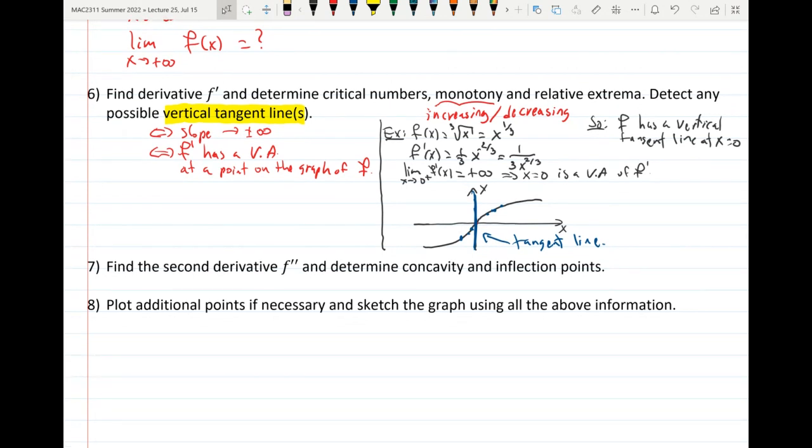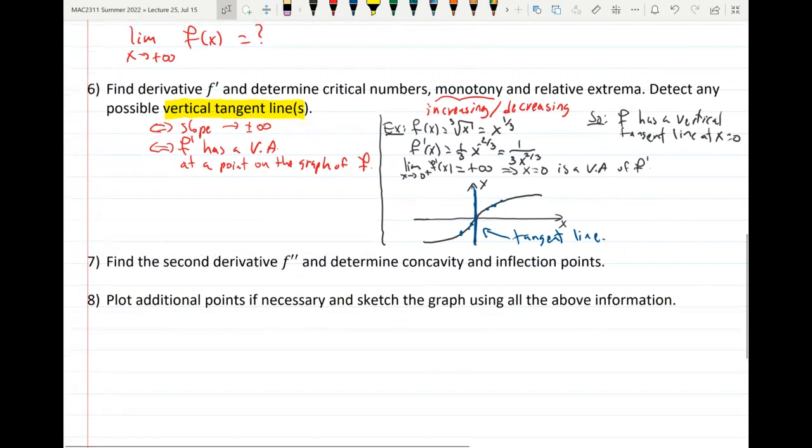So step 7 is important because you use it to find concavity and inflection points, looking at the second derivative, as we have done in class. And then finally, with all of this information, just put it together now, plot all the points that you have found, and then if it's necessary, plot a couple more points if you want to get more information about the graph, like where does it pass through, etc. And then just sketch. Okay.